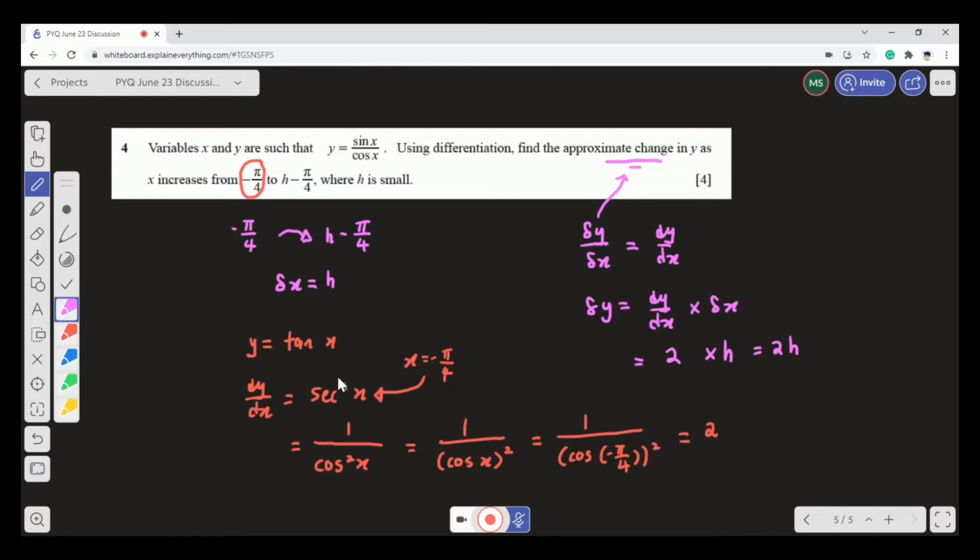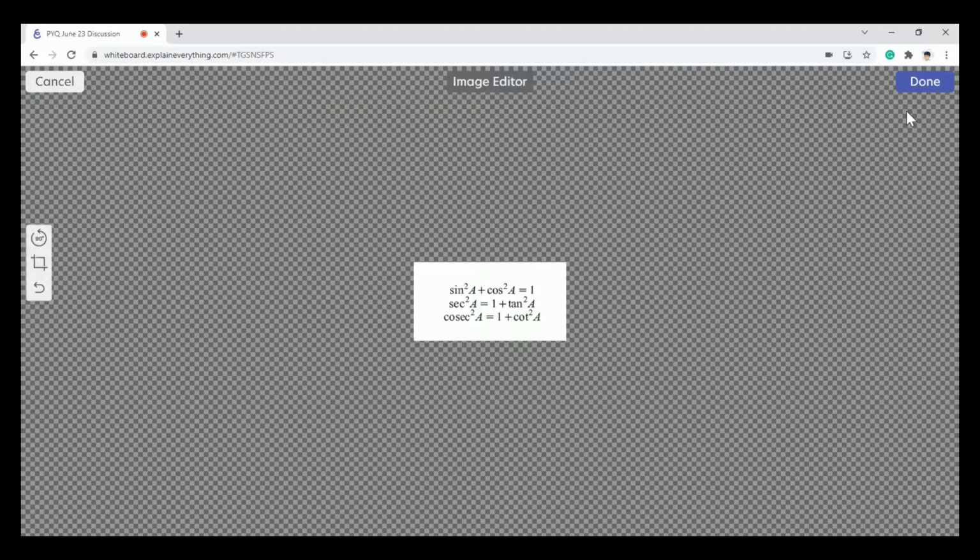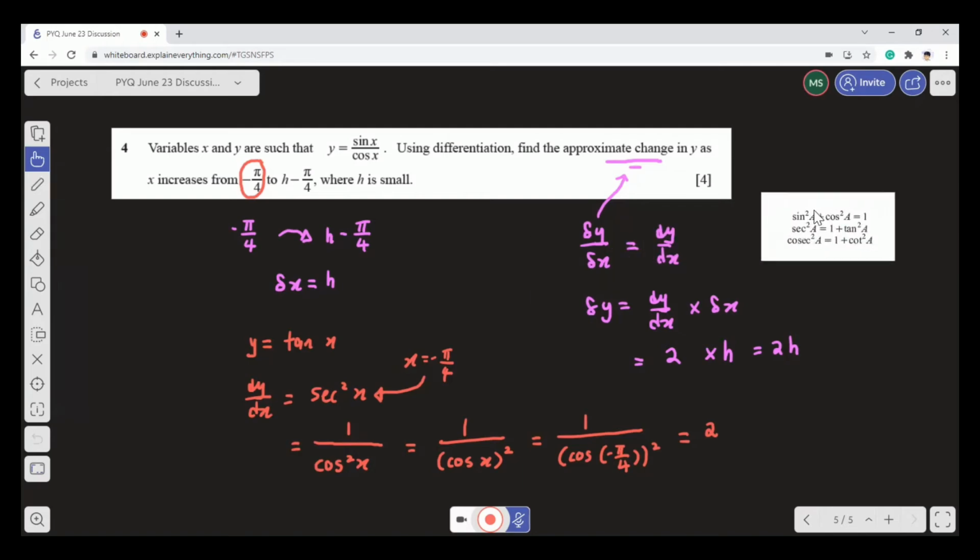Sec square x, there's a trigonometry identity. If you want to change it to tan, it's possible, but you have to follow this trigonometry identity formula. I got confused with differentiation. So if you don't want to change it to 1 over cos square x, you can change it to this. Sec square x is 1 plus tan square x. No problem. You can change it to this, and then sub the value, you would get also 2.